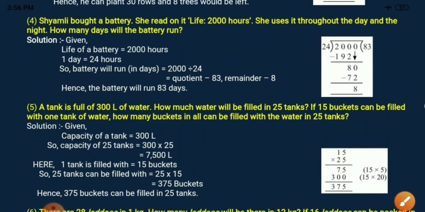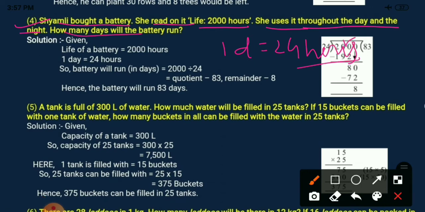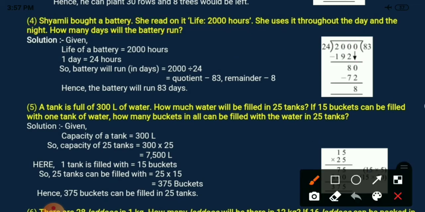Now come to question number 4. Shamli bought a battery. She read its life is 2000 hours. It means this is the battery life, 2000 hours. So she uses it throughout the day and the night, means one complete day. One day means 24 hours, as you know. So how many days will the battery run? Okay, so here we have to find the number of days of running of this battery.